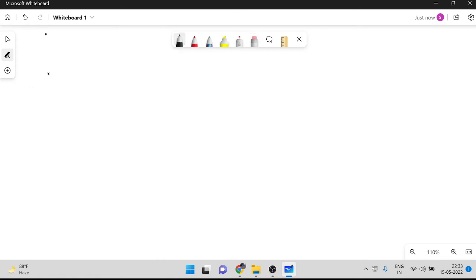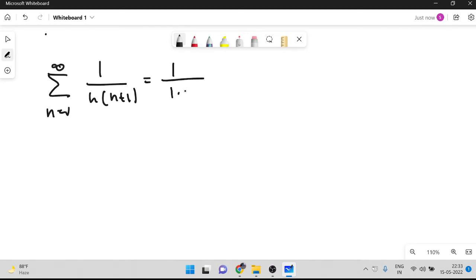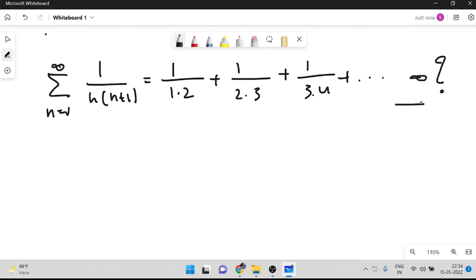The first example we have is sigma n equals 1 to infinity 1 by n into n plus 1. This is an example from our IIT JEE and MSET days, whatever your examination is. So this is 1 by 2 plus 1 by 2 into 3 plus 1 by 3 into 4 plus so on till infinity. What do you think the value of this is? Any guesses on what the value of this summation is?